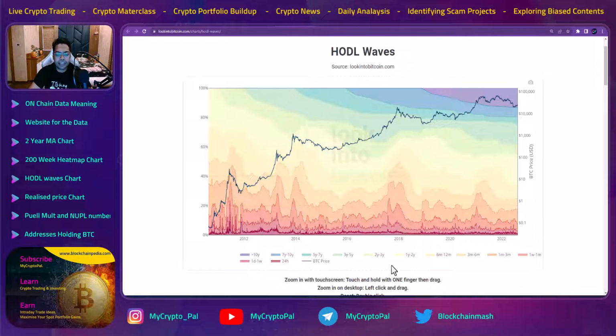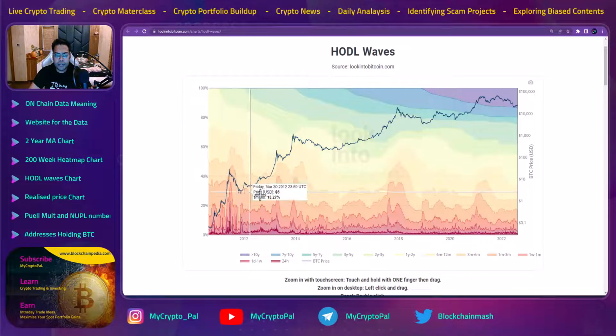Okay, so you can see each color over here is making a wave, a nice wave over here. And whenever the wave peaks out, that is normally the top. So if you want to find the top of Bitcoin, you can see that this was a very good indicator of the top.